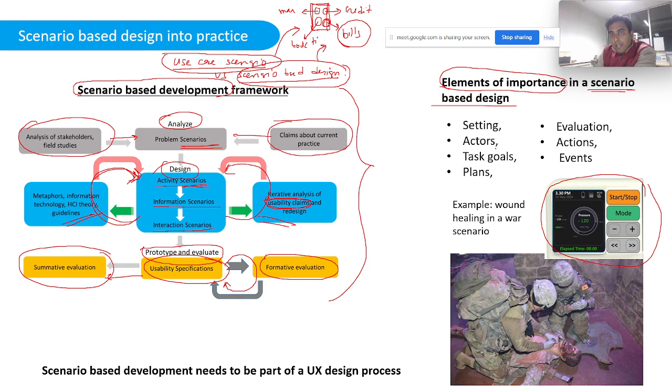Basically, as a setting, we need to figure out what sort of environment we are working in. If it is a war scenario, then we need to consider the rugged nature of the environment, the dust, the pollution, the unavailability of resources like electricity. All these things we need to consider when we define the setting. Then when we say actors, that means who the users are.